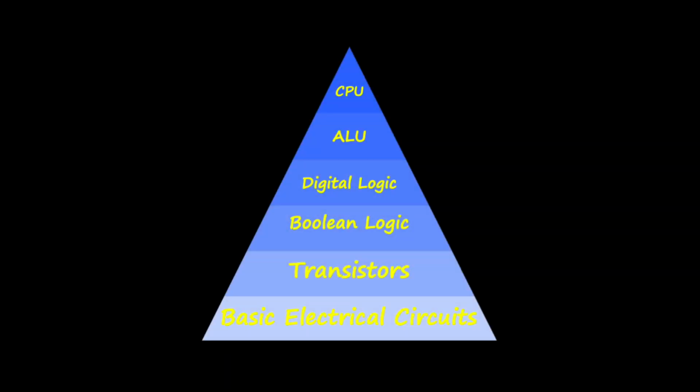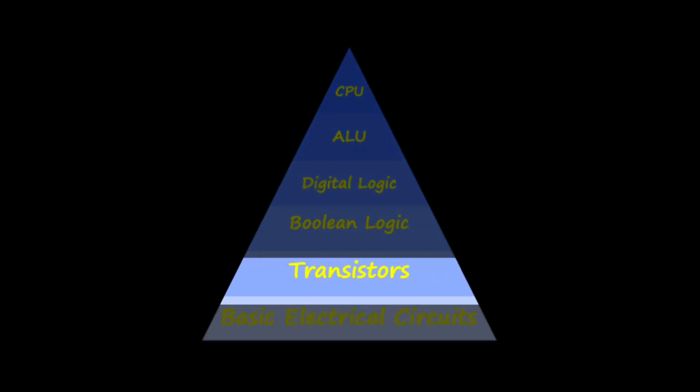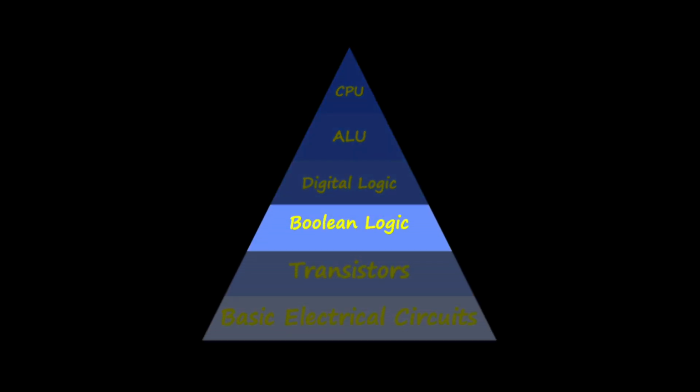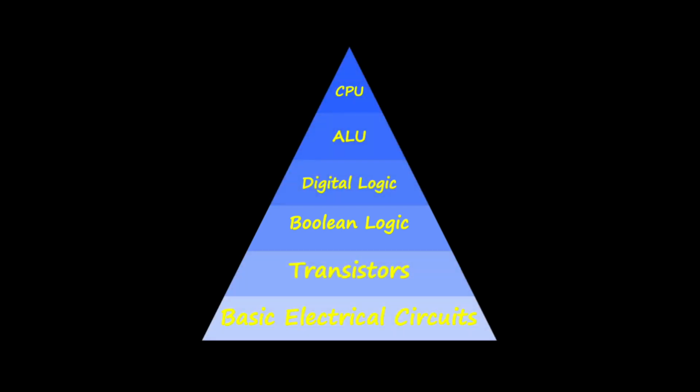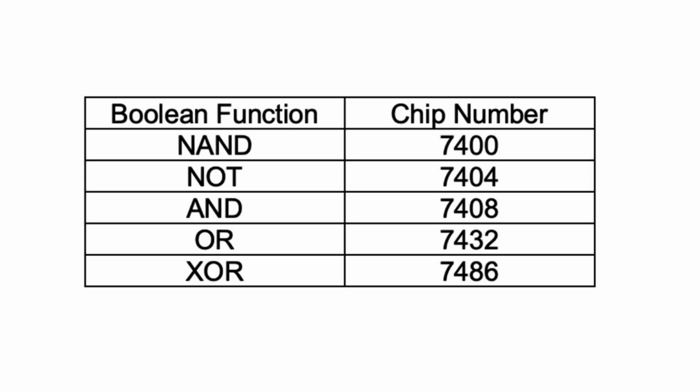We have moved up 3 levels of abstraction, from basic electrical circuits to transistors, and finally, to Boolean logic gates. Chip designers also moved up the levels of abstraction. They have created chips that contain gates of each of the basic Boolean functions. Here are the numbers of the various chips.